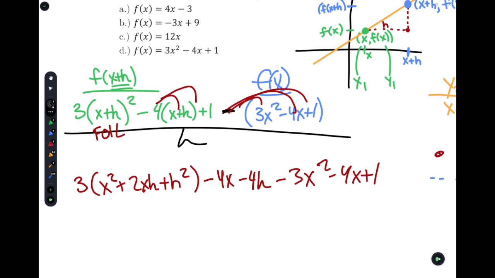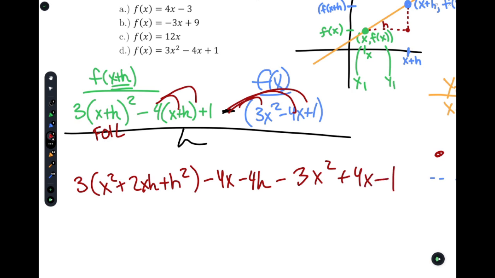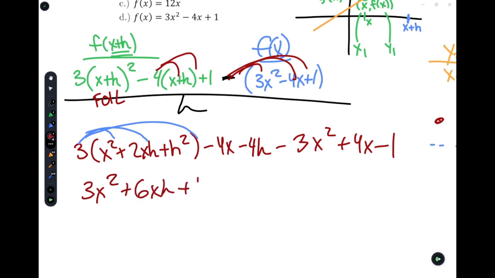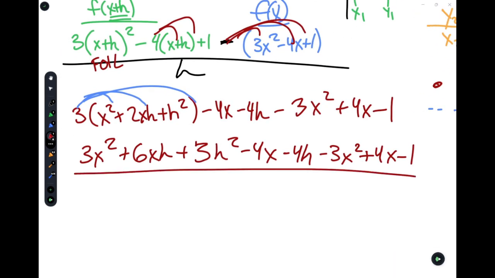Right? Y'all, I said everybody knows how to distribute a negative sign. Minus 3x squared plus 4x minus 1. Okay. And then we got one more little distribute over here because I didn't do it in the same step. 3x squared plus 6xh plus 3h squared minus 4x minus 4h minus 3x squared plus 4x minus 1. That's crazy. All over h. But you know what happens in this problem that's really, really cool?